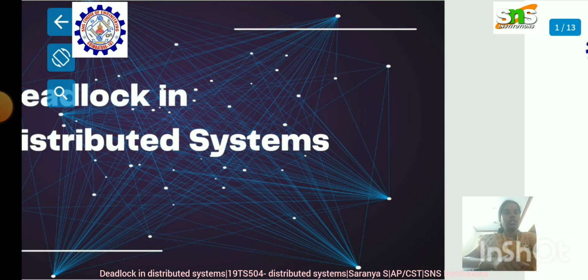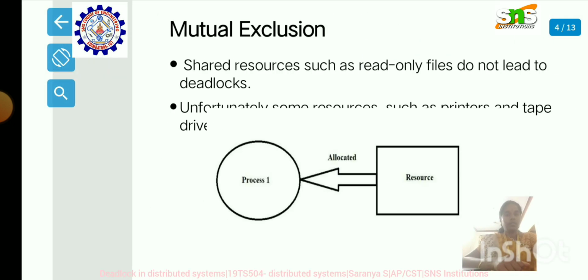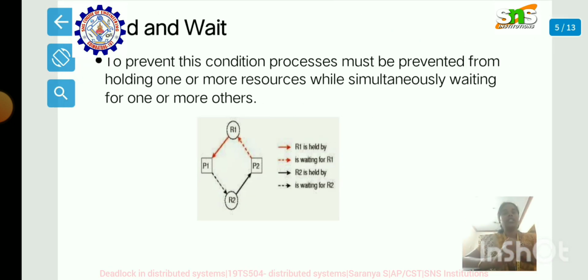The second one is hold and wait. To prevent this condition, a process must not be holding one or more resources while simultaneously waiting for one or more others.